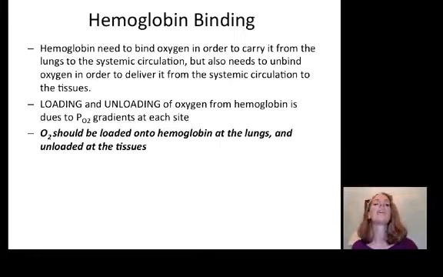So hemoglobin has a very special function. It needs to both load and hold on to the oxygen, but also be able to let go of the oxygen. It doesn't make sense to have money in the bank if you can't spend it on anything, right? So we load up the oxygen and then we can unload it so that it can be used at the tissues. So oxygen should be loaded onto hemoglobin at the lungs and unloaded at the tissues. So if we follow the partial pressure gradients of oxygen and we look at the properties of hemoglobin, it should match this idea.